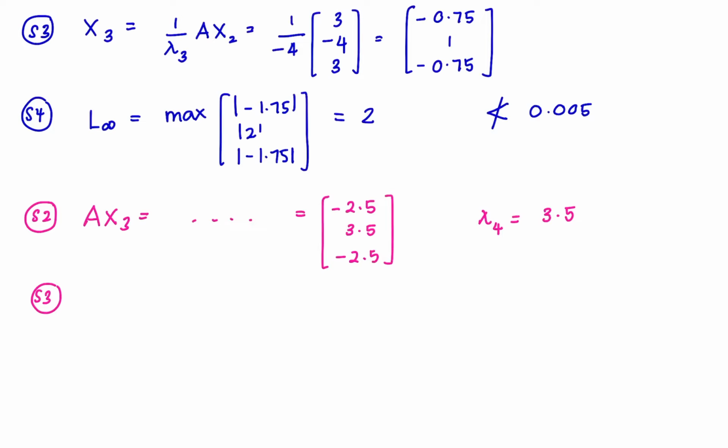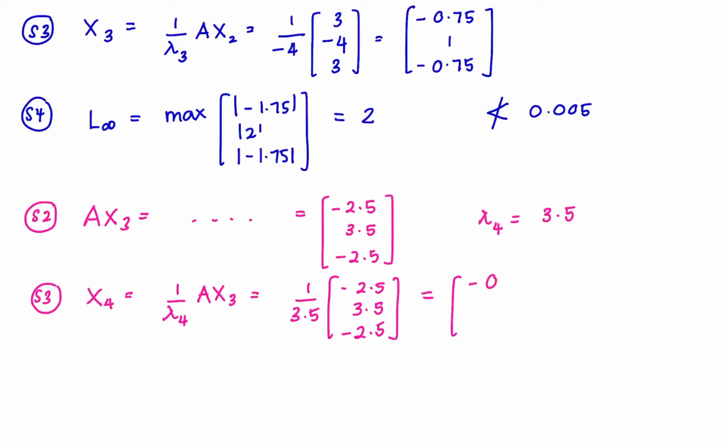So our step 3, we repeat the same thing. So x4 equals 1 over lambda 4 ax3. Okay, so 1 over 3.5 ax3, which we've calculated before. So this gives the answer minus 0.7143, 1, minus 0.7143.